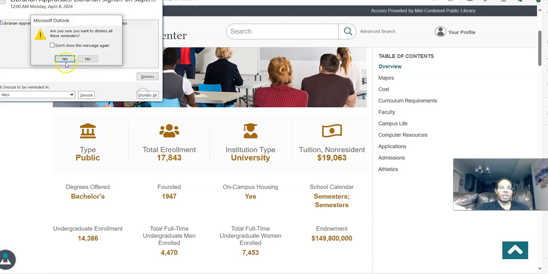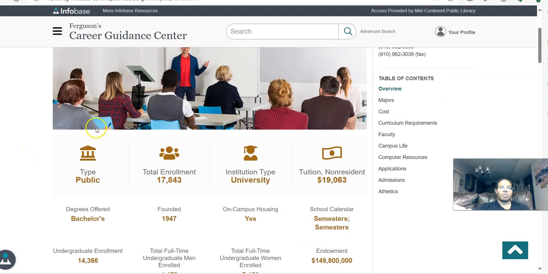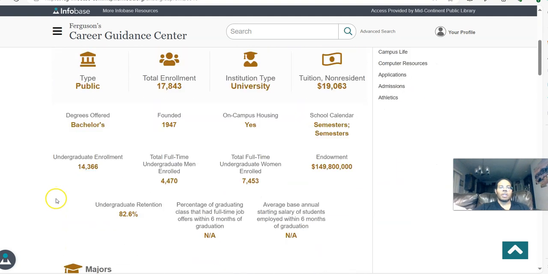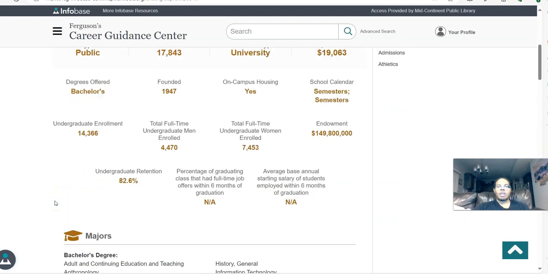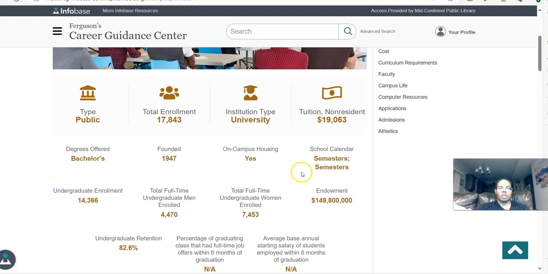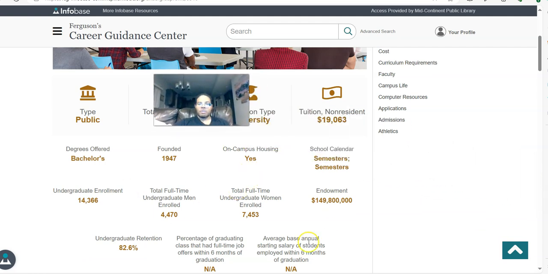They do offer more than just bachelor's degrees, but because I clicked on undergraduate, I think that's why the focus is bachelor's. I do think that if I went to the graduate profile, then you would see some of those other things. Okay, undergrad retention 82%, which is actually pretty good. You have gender breakdowns and that sort of thing.